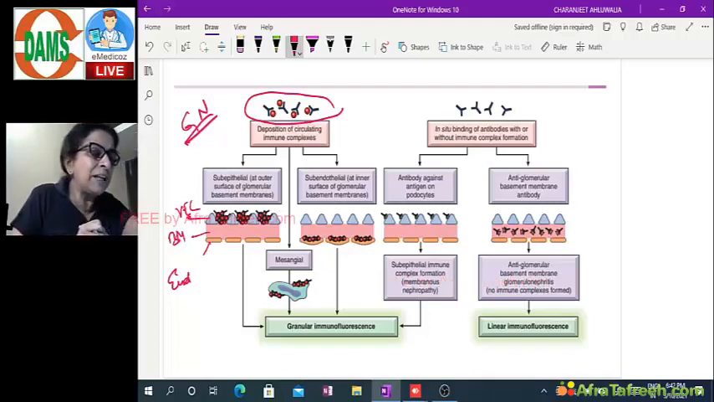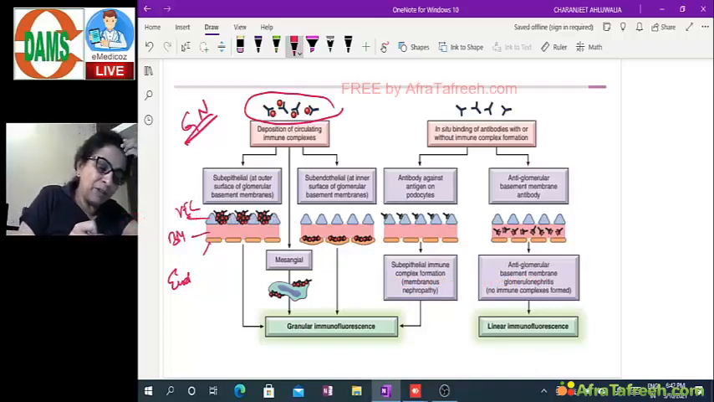अभी हमने कौन सी बीमारी देखी थी जिसमें subepithelial deposits थे? Acute post-streptococcal. Second, deposits can be subendothelial. So these are the endothelial cells. They are beneath the endothelial cells. So they are subendothelial. Third, the deposits can be mesangial. Just now I will tell you where the deposits are mesangial.